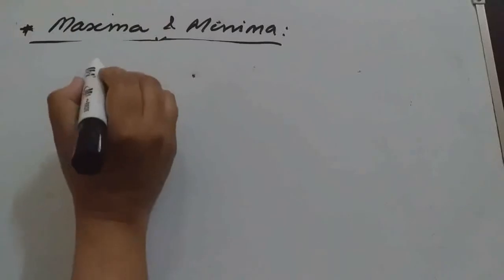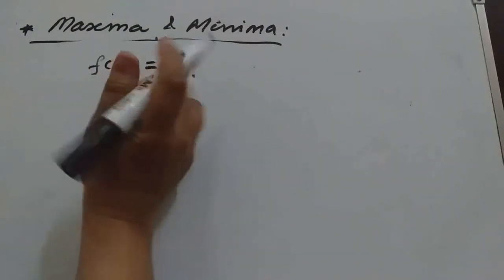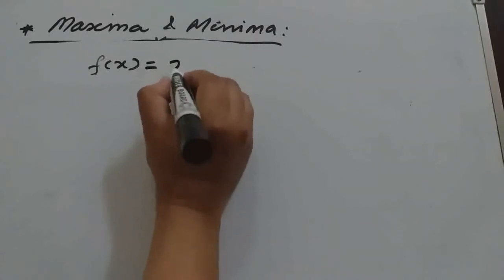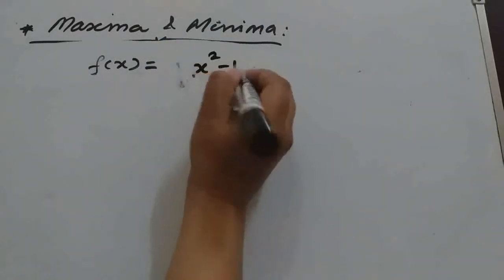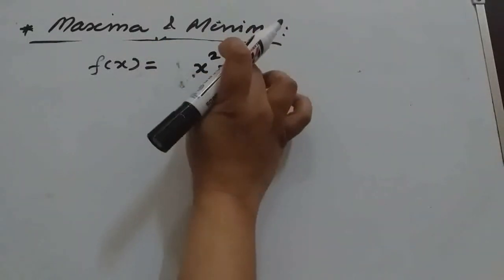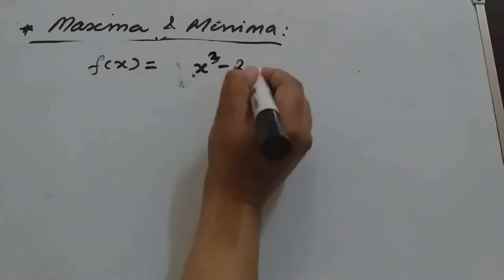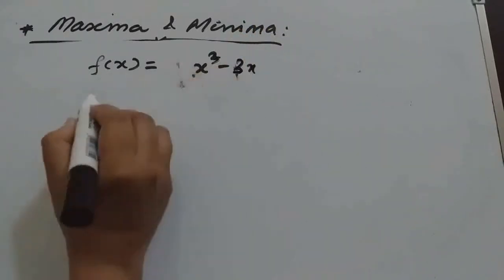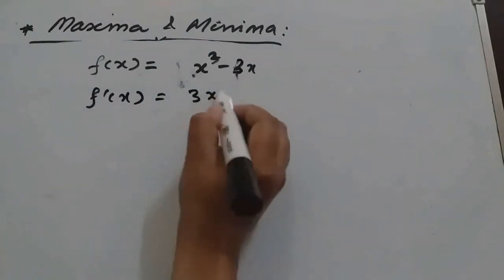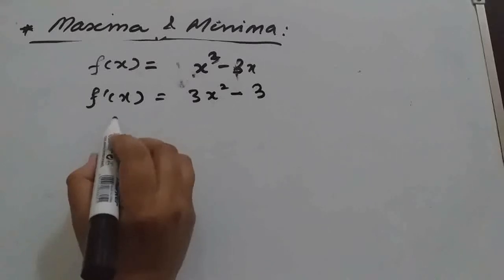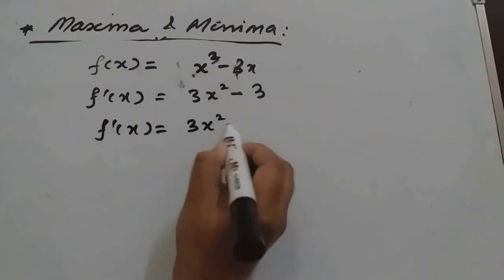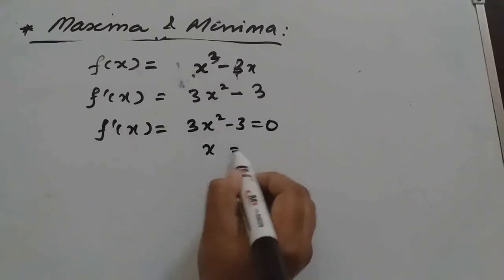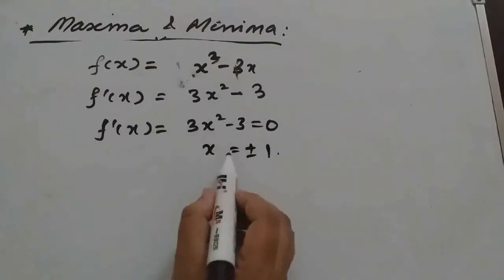Okay, for example, we can take one example. Suppose f of x is x cube minus 3x. So see, f dash of x will be 3x square minus 3. We substitute 3x square minus 3 as 0. So we will get x as plus minus 1.